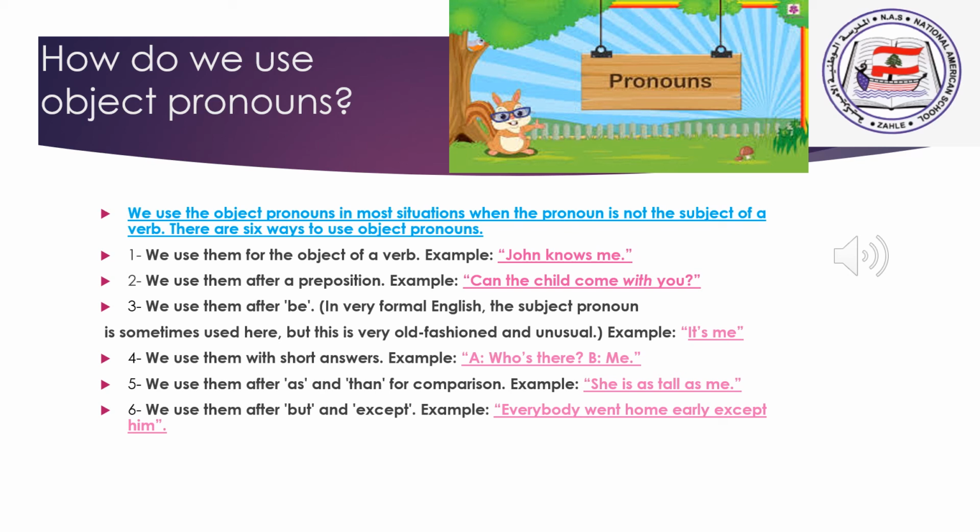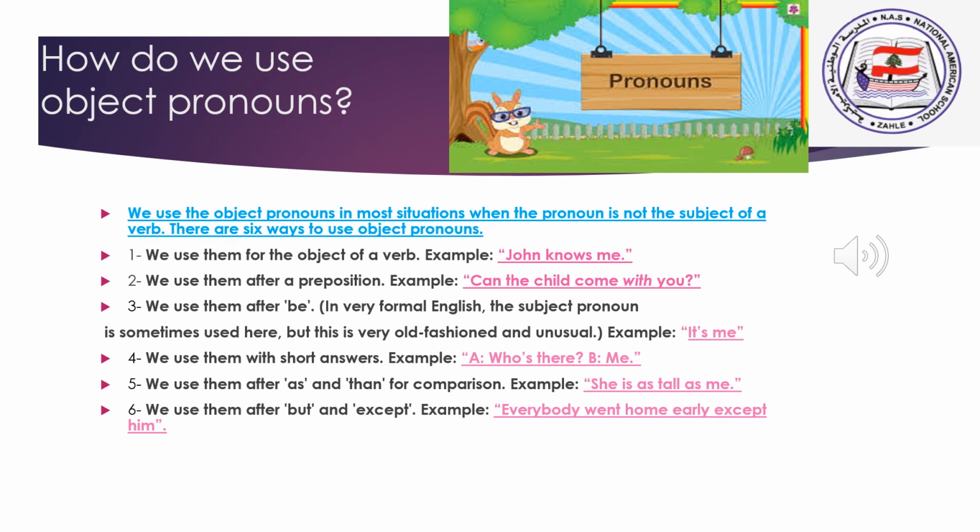Number 3, we use them after the verb to be. In very formal English, the subject pronoun is sometimes used here, but this is very old-fashioned and unusual. For example, it's me. You don't say it's I, it's me. Number 4, we use them with short answers. For example, who's there? Me. You don't say I, you say me.